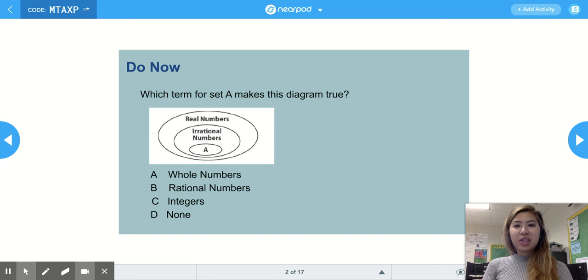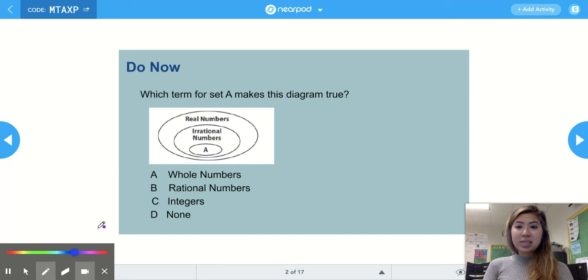Welcome to today's math lesson on converting from scientific notation to standard notation. Our do now reads, which term for set A makes this diagram true? A is whole numbers, B is rational numbers, C is integers, and D is none. We are going to eliminate the answers that it is not to find our correct answer.